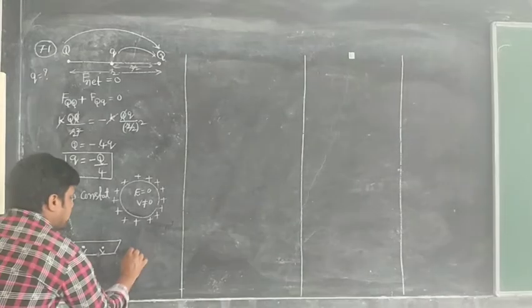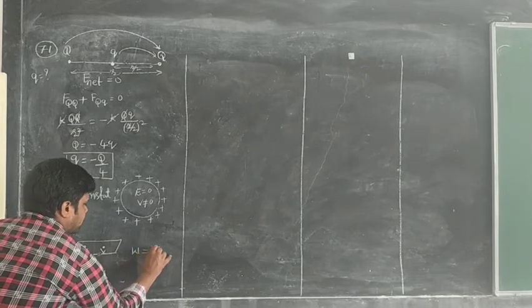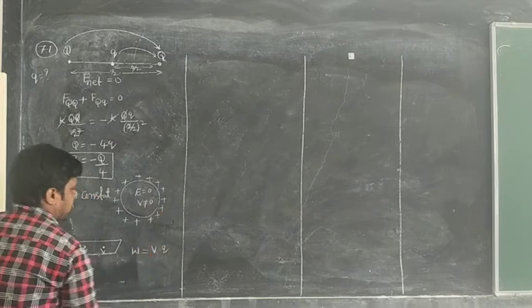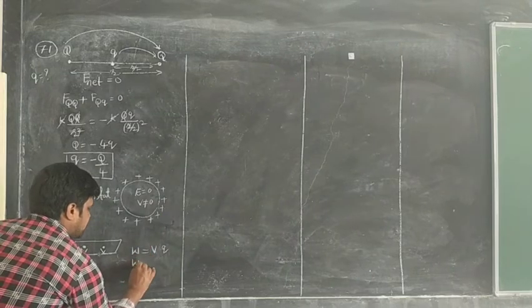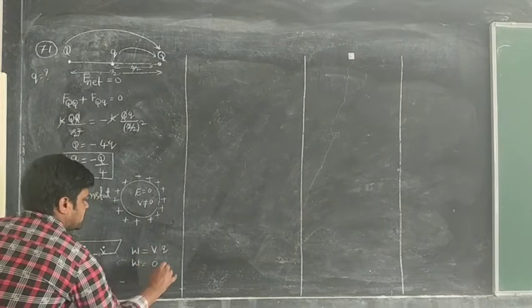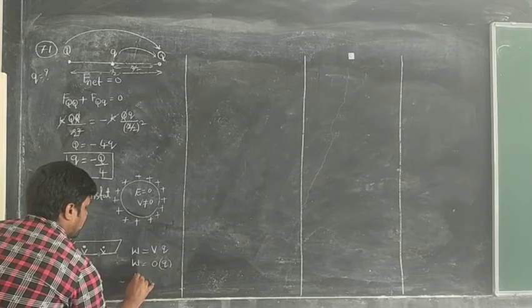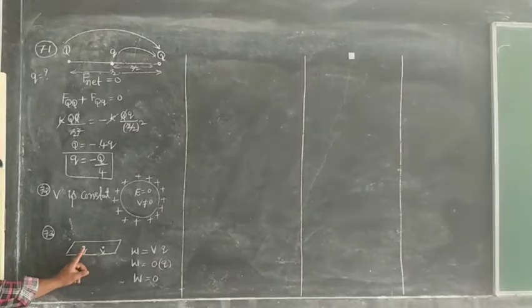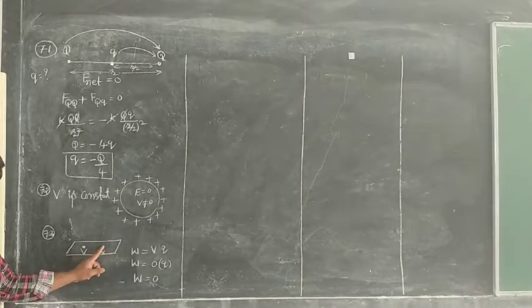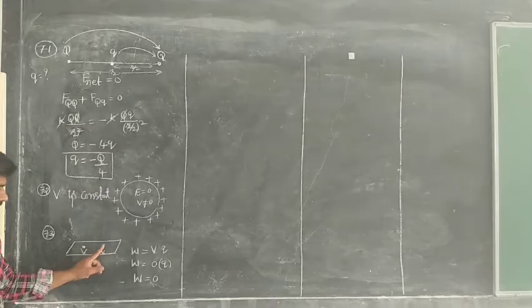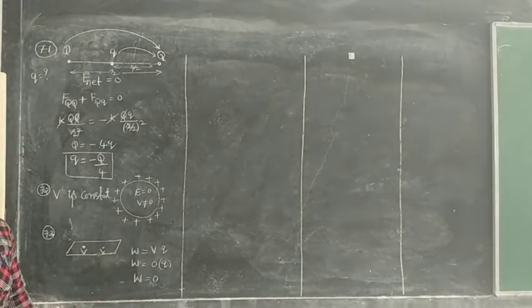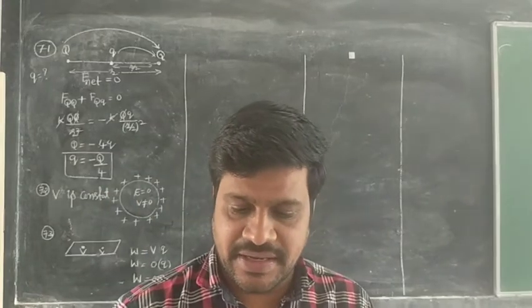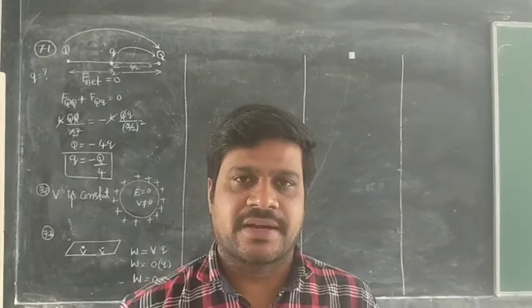So work done equals the electric potential difference into charge. The potential difference is 0 here, so 0 into Q, and the work done is 0. That means in order to move a charge from one point to another on an equipotential surface, no work is required to be done. Which is the correct option? For problem 73, option D is correct.